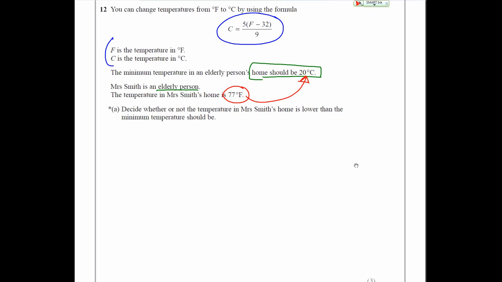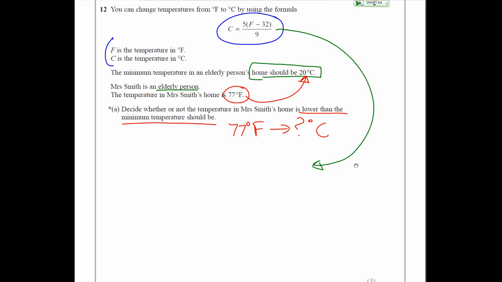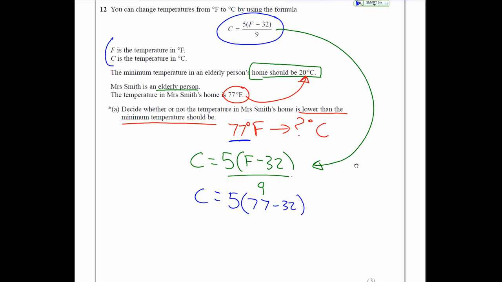Part A, decide whether or not the temperature in Mrs. Smith's home is lower than the minimum. So we need to convert 77 degrees Fahrenheit to degrees C, and we've got the formula to do that, which is here. So let's write the formula again. C equals 5 times F minus 32 all divided by 9. So C equals 5 times your number, which is 77, minus 32, divided by 9.